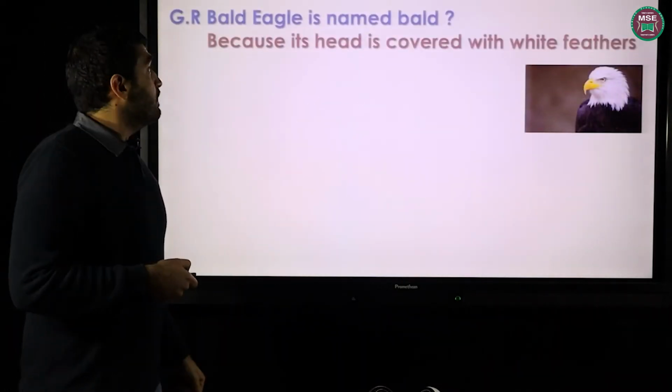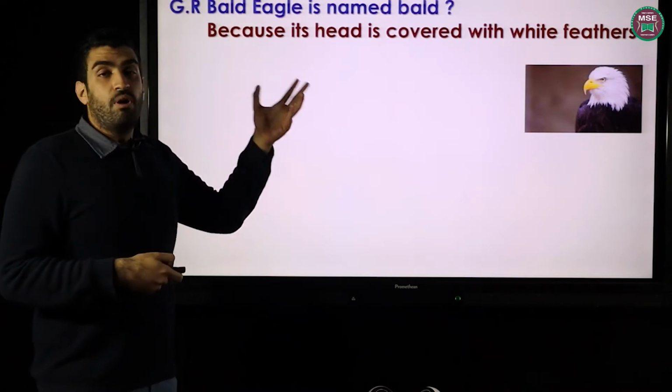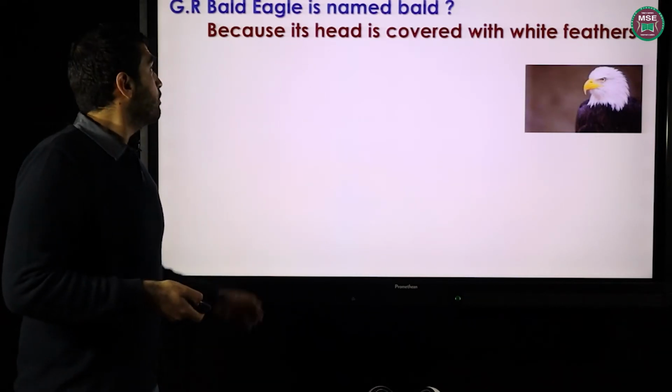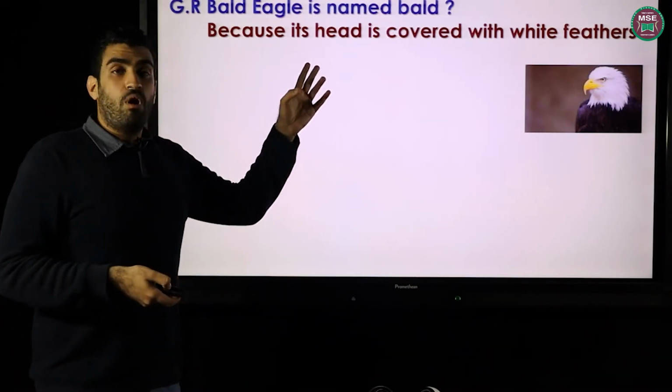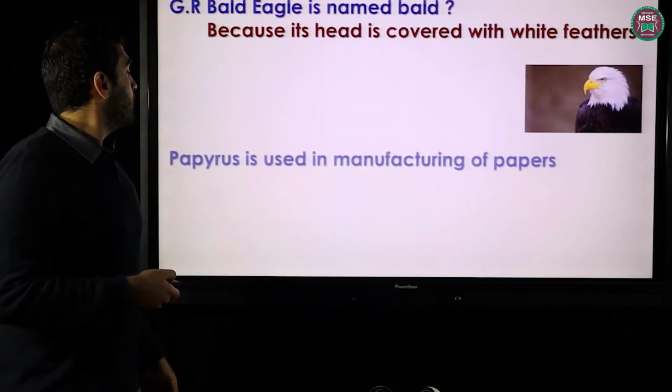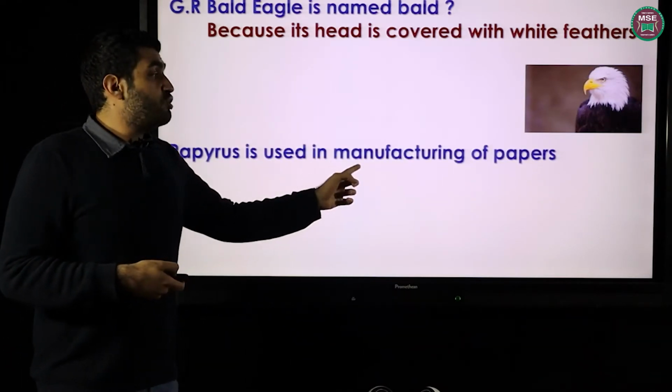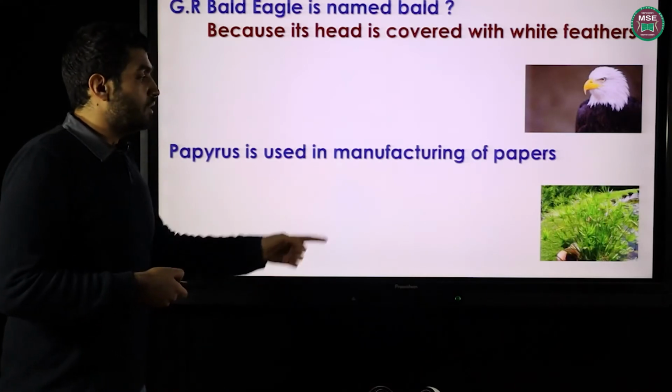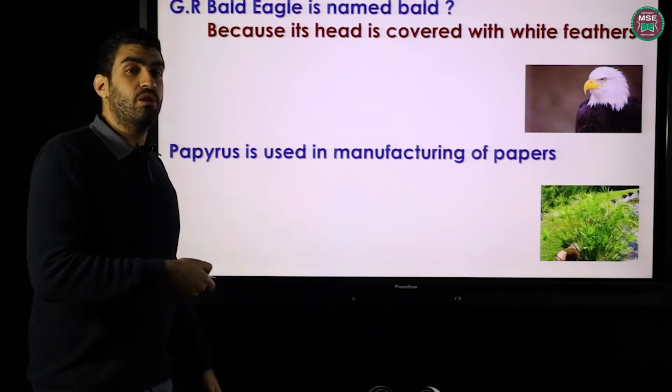Bald eagle, give reason. Why is it called bald eagle? Because its head is covered with white feathers. Papyrus is used in manufacturing of papers. Papyrus plant is an endangered plant.